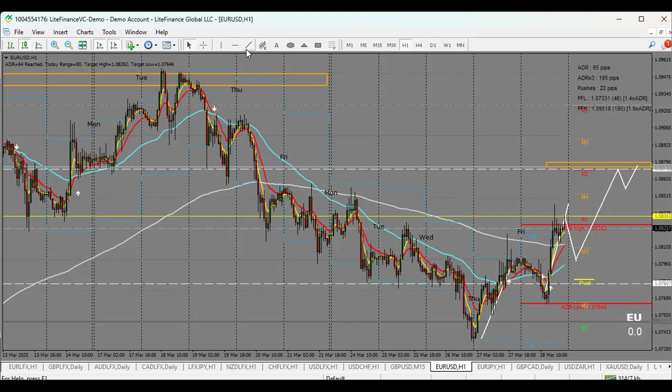So I'll be looking for sales around this half point level here, so around 1.087750. So I'll be looking for sales. But first, the market has to buy and reach that level. Then there's where we'll be observing our sales.